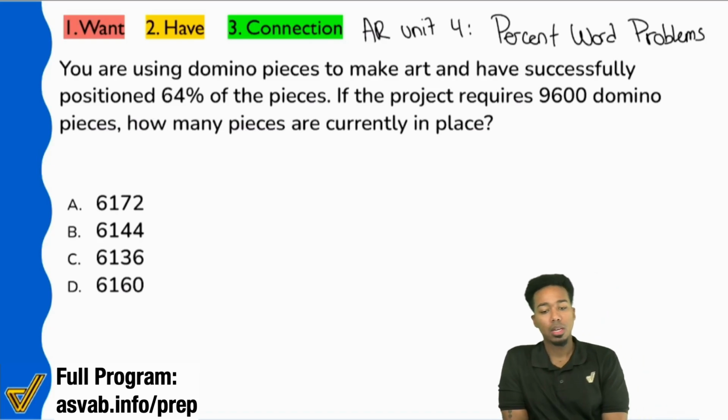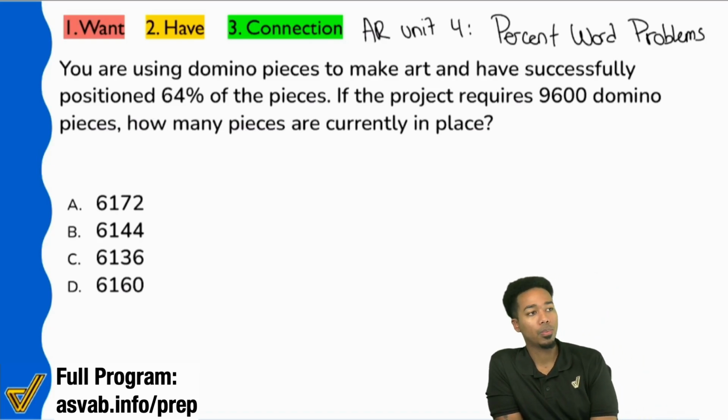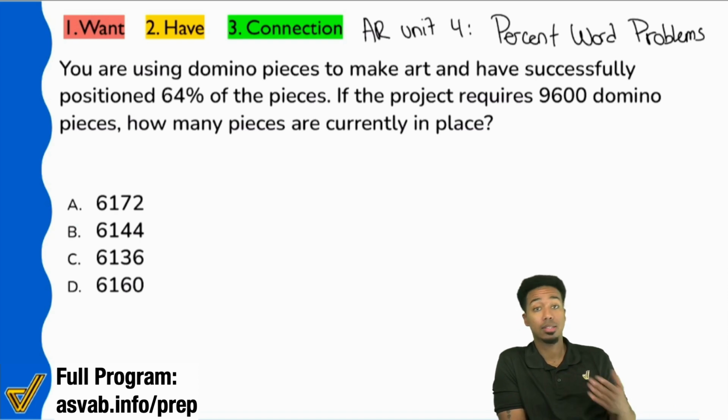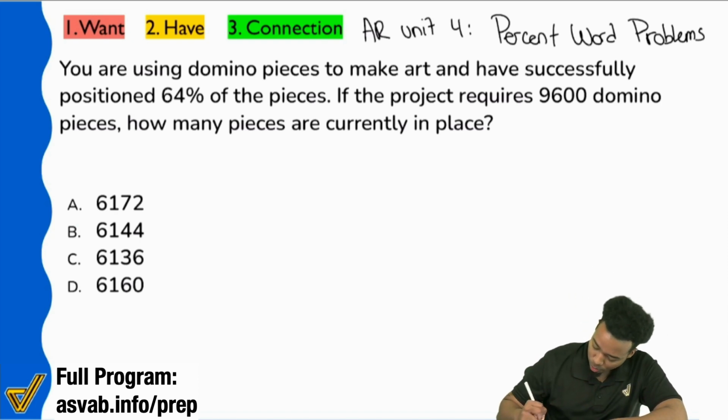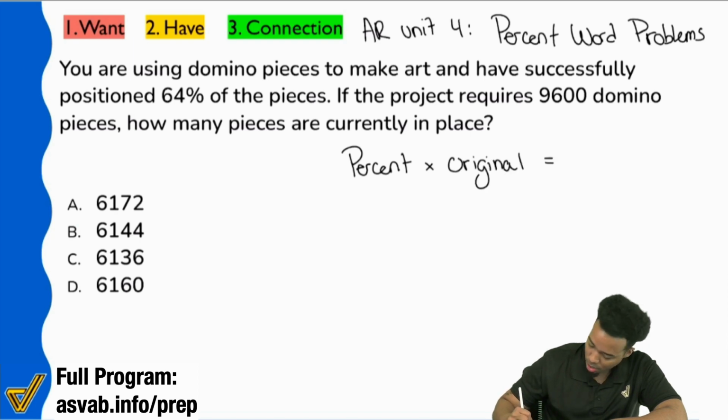So everyone, here's the thing. Like I say all the time, when it comes to every topic, every concept on the arithmetic reasoning, there's a main idea behind that concept. And there could also be a formula. So when it comes to percents, first you need to understand that there's a formula. Here's the formula right here. The formula that you're going to be using is the percent times the original equals the result.